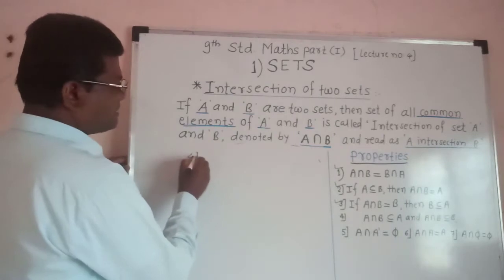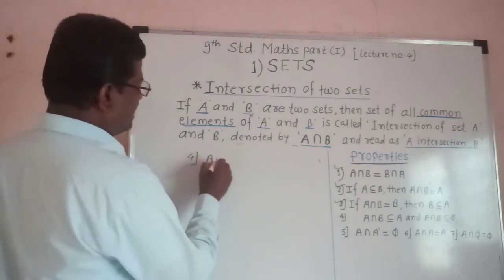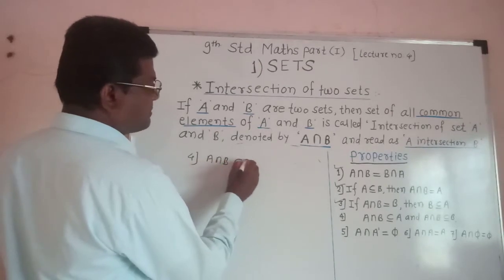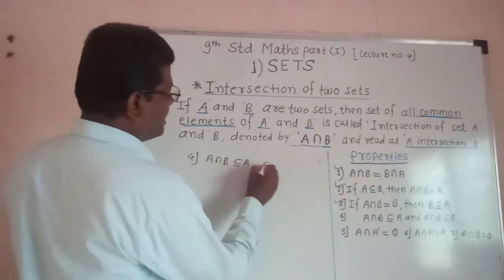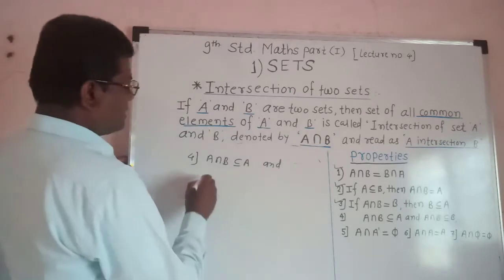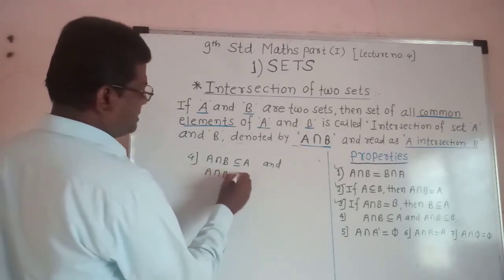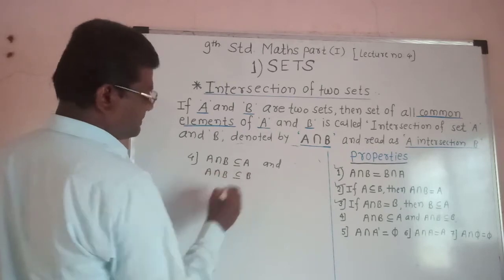Property number 4, what is that property? A intersection B is a subset of A, and A intersection B is a subset of B.